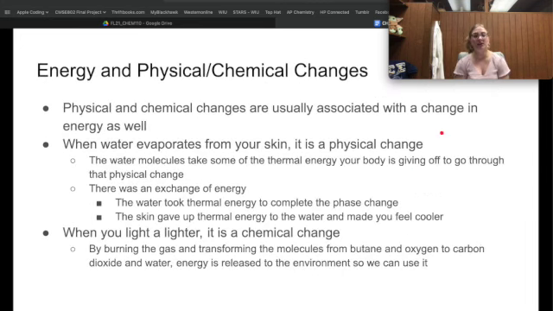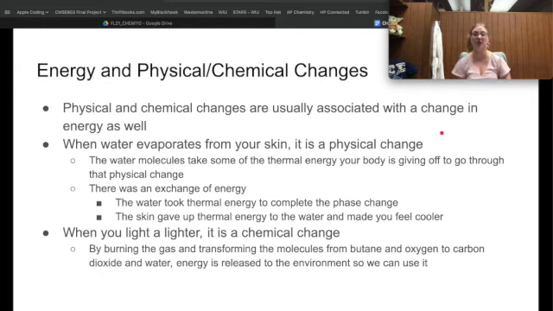So let's talk a little bit about how energy relates to physical and chemical changes. Physical and chemical changes are associated with a change in energy as well. We talked about maybe a change in the state of matter or in the way something looks, but it is also associated with a change in energy. So water evaporates from your skin. Let's say you're sweating or you get out of the pool or you go to the sauna or something and you're walking out. You're going to start to have all of that water evaporate from your skin.